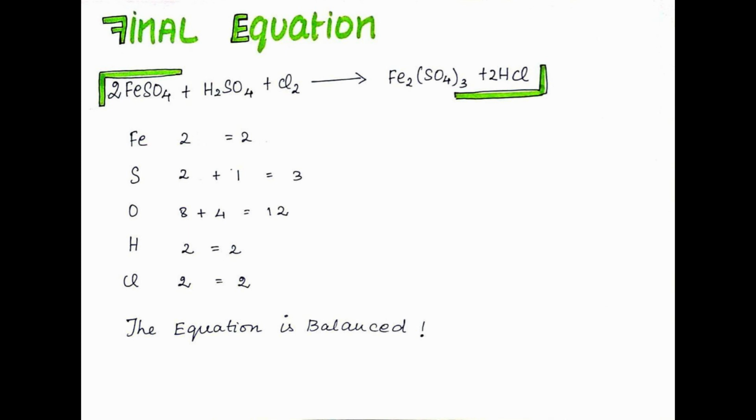Now let's verify whether the equation is balanced or not. Fe 2, 2. Both sides Fe is the same. Sulfur 2 plus 1, and here in the product side it has 3, so equal. Oxygen 8 plus 4, that is equal to 12. In the product side it has 12. In hydrogen 2, 2. Both in reactants and product side it is the same. Chlorine 2, 2. Both in reactant side and product side same. So the equation is balanced now.